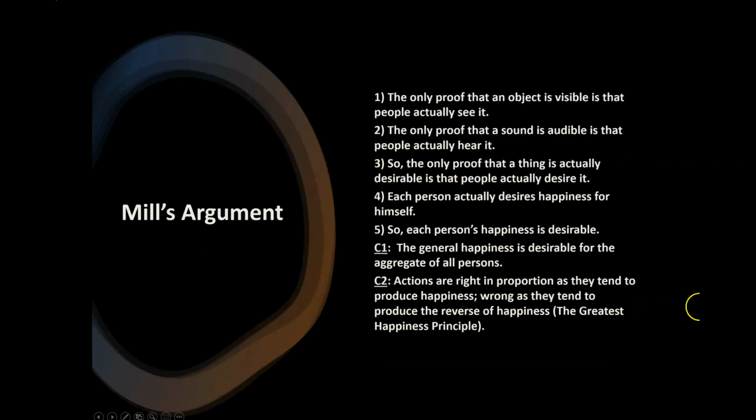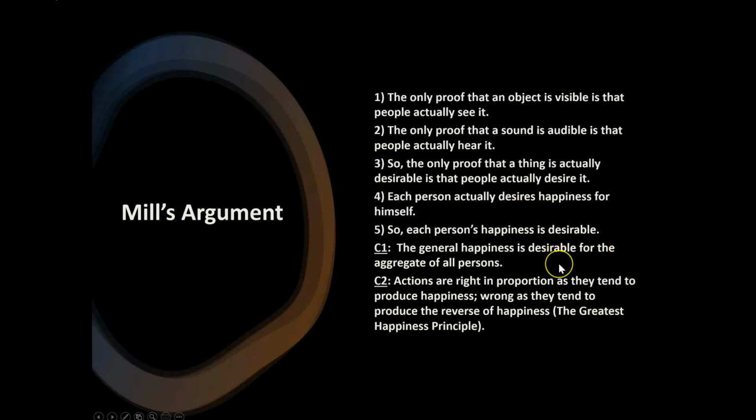So briefly, here's Mill's argument in premise and conclusion format. So he's got a couple of conclusions and 5 premises here, and how he argues for what's called the greatest happiness principle. And we'll talk about that in a sec. So, the only proof that an object is visible is that people actually see it. The only proof that a sound is audible is that people actually hear it. So, the only proof that a thing is actually desirable is that people actually desire it. Each person actually desires happiness for him or herself. So, each person's happiness is desirable.